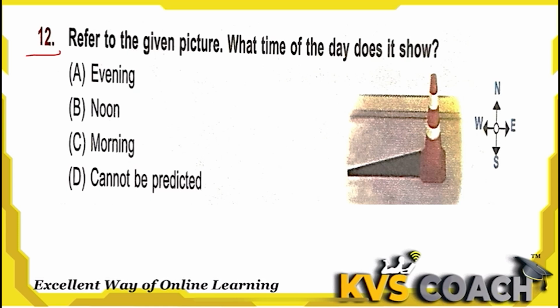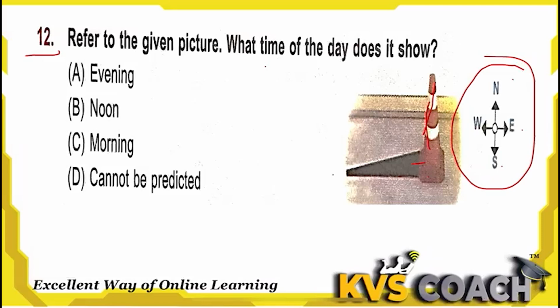Question 12 is, refer to the given picture. What time of the day does it show? East, west, north, south. As you can see here, this is the pole and here is the shadow. Look, when a shadow forms, what is the time? The shadow forms exactly behind the light source's opposite side. Here is a traffic pole, where the shadow is behind the pole. It means the light source is here. Here the light is coming and here the shadow is formed. It means light is coming exactly from the east direction.